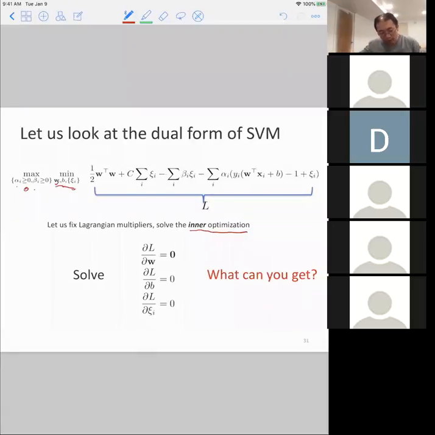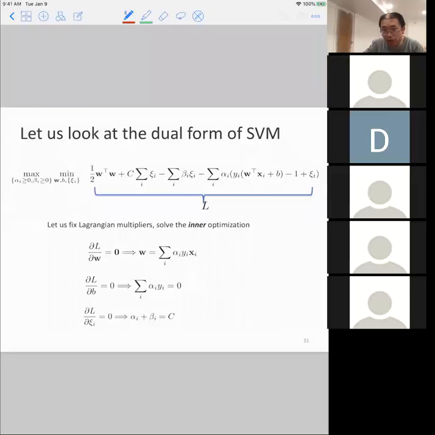So we have 3 types of parameters: the weight vector, the bias parameter, and slack variables. So we take the gradient with respect to the 3 types of variables. We set the gradient of the Lagrange function with respect to W to be 0, with respect to the bias parameter to be 0, with respect to each slack variable to be 0. Right? And solving their gradients to be 0, we end up with the 3 results. It is pretty straightforward, right?